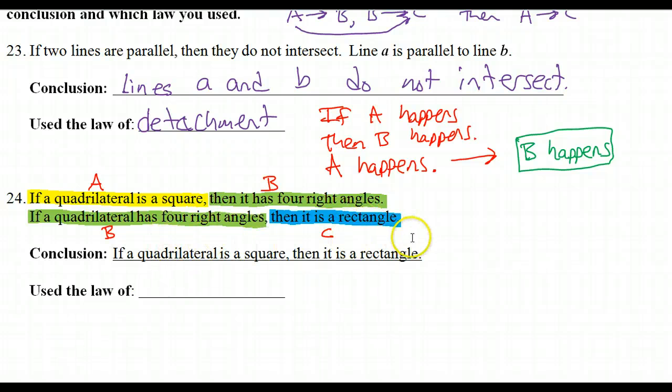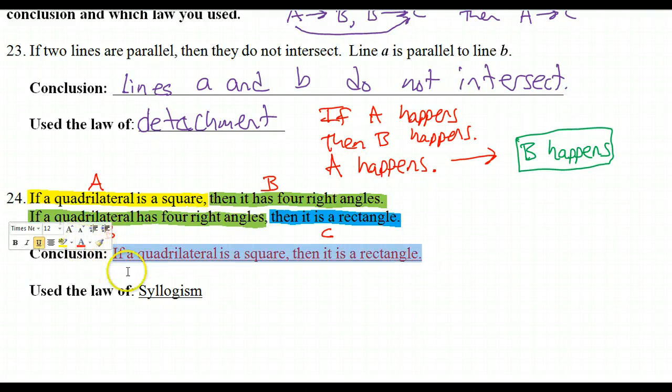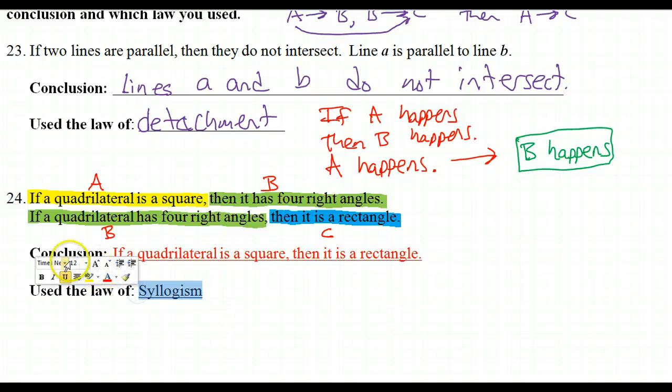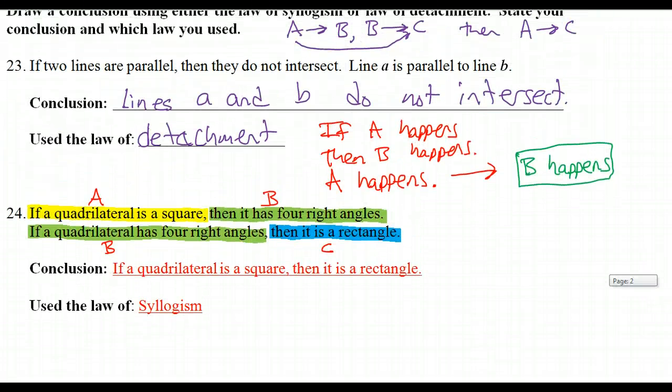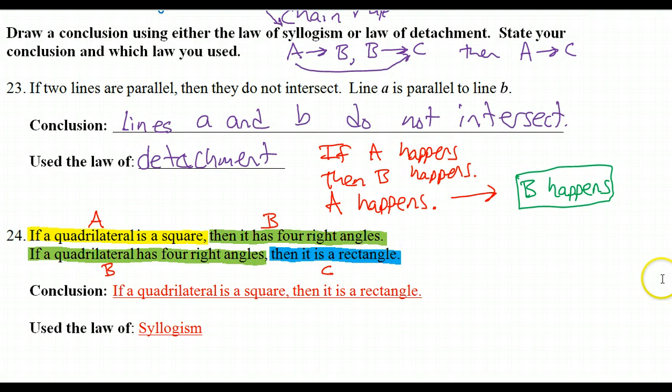So that would look just like this. If a quadrilateral is a square, then it is a rectangle. Okay, and we were definitely using the law of syllogism. Should probably make that red so you can see that that's the answer. Okay, and that is it for this little logic review.